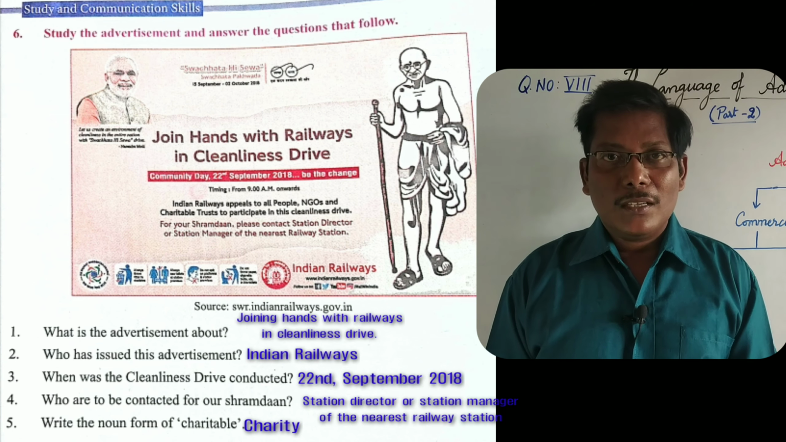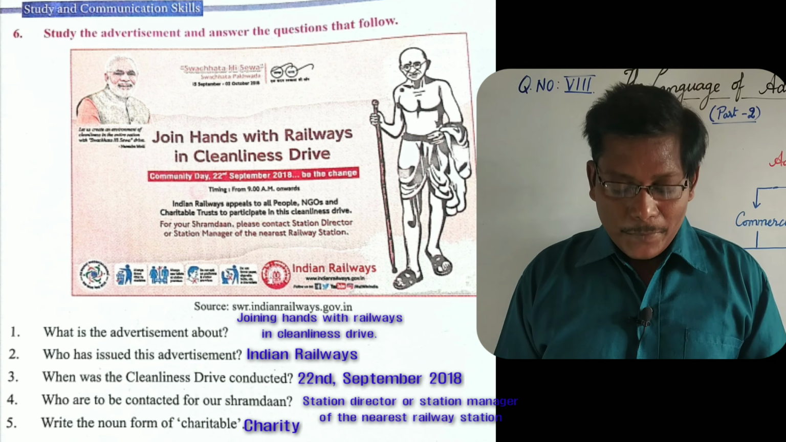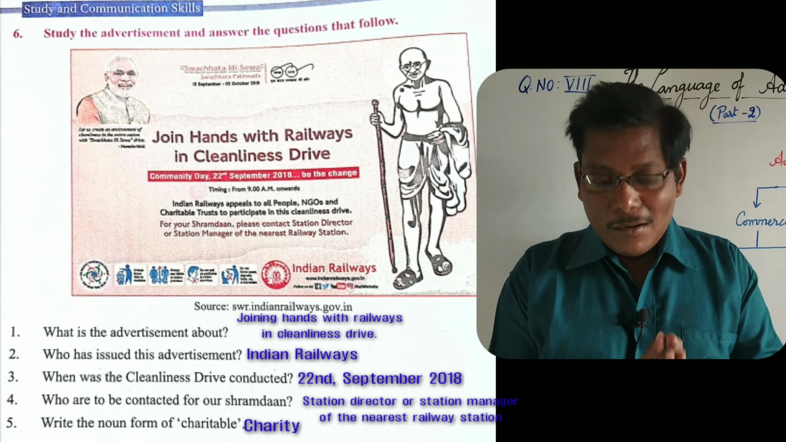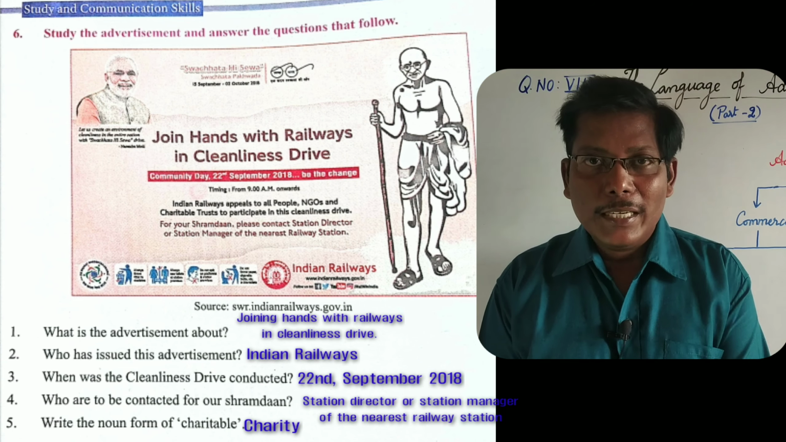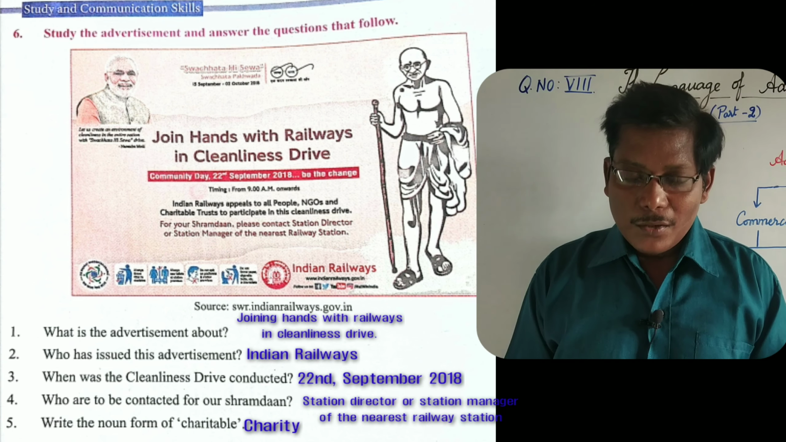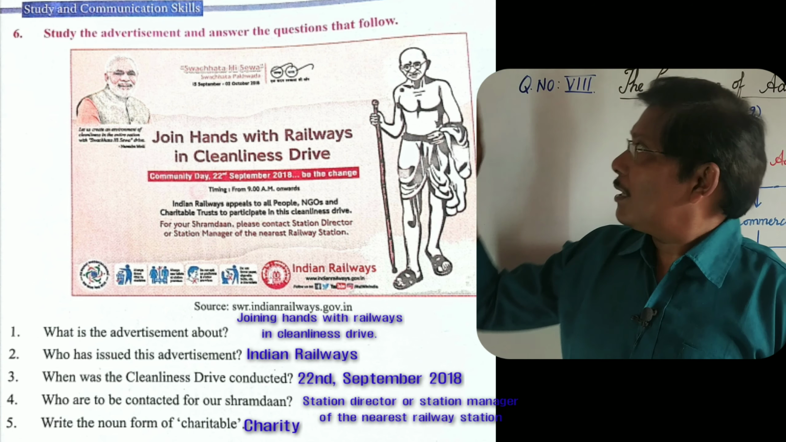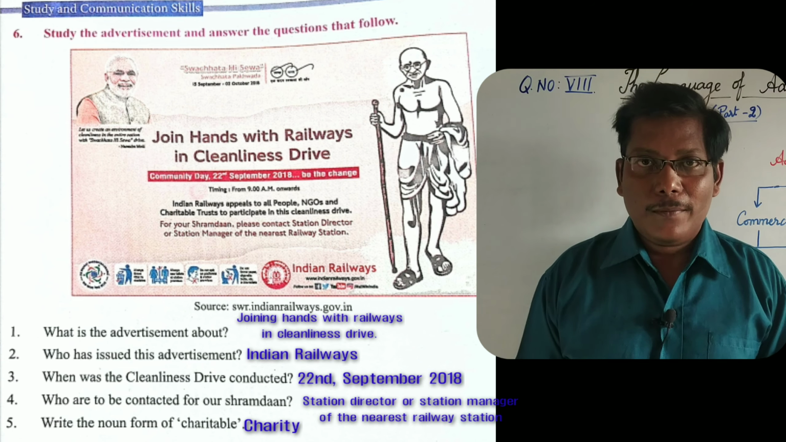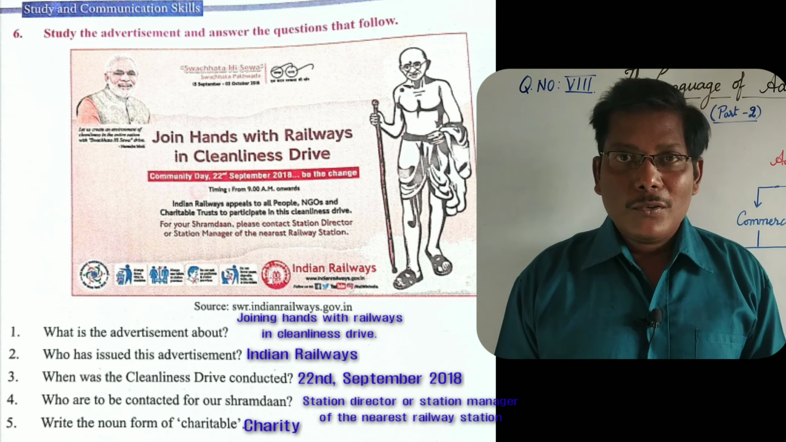You can find the answers in the advertisement itself. So whenever you want to answer this question, first you have to read all the details from starting to ending. Then you will be able to answer all the questions. So this is the way of answering this Roman number 8 and you will get 5 marks in your public examination. Okay, so this is all about this class.